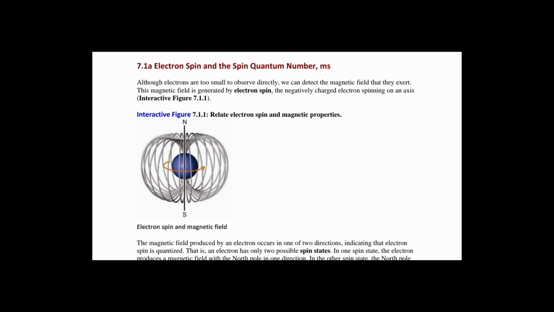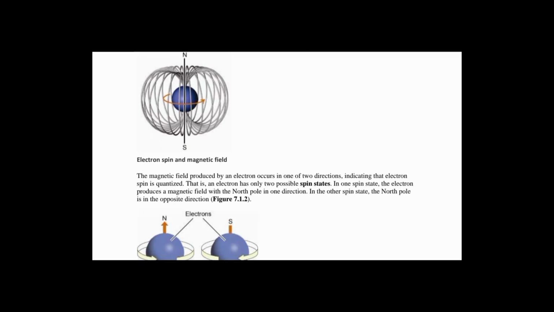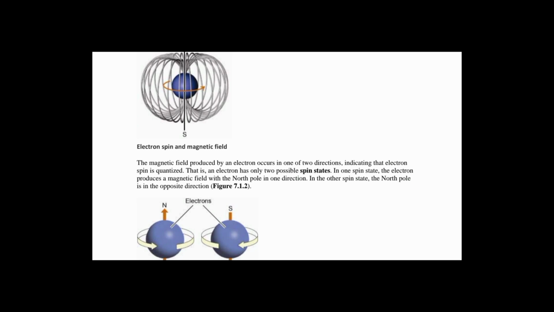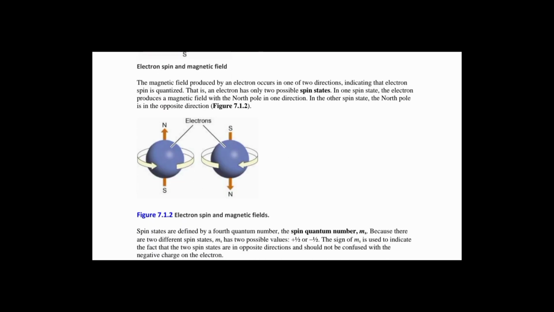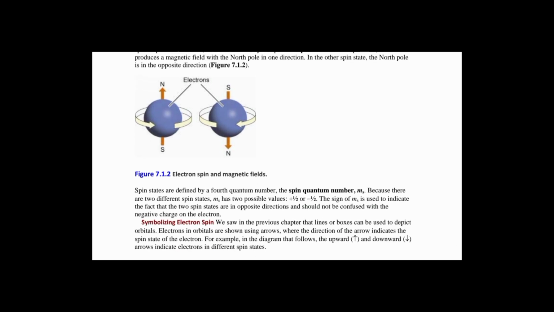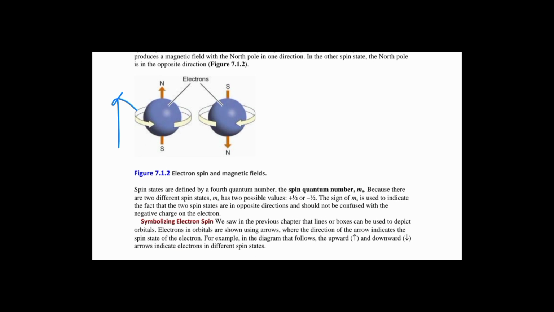The magnetic field is generated by the electron spin. The magnetic field produced by an electron occurs in one of two directions, indicating the electron spin is quantized. You can see here in the diagram the electron spin and magnetic properties, and how it works: from this side or this side.